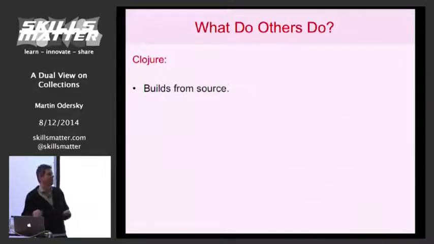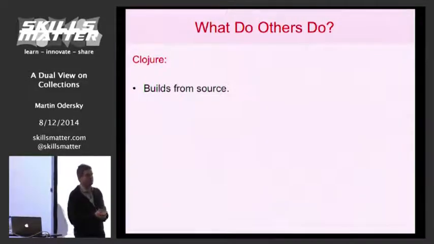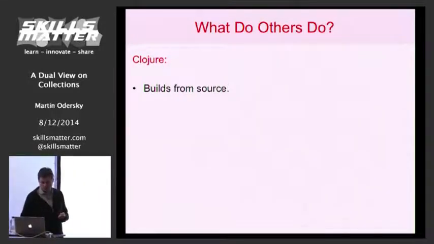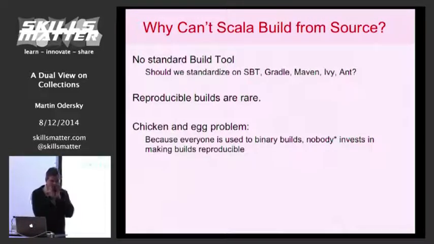Clojure doesn't seem to have a problem with binary compatibility. No, they don't, because they build from source. So that's a nice thing to do. JavaScript also builds from source. Python builds from source. Ruby, Go, they all build from source. So it seems a lot of the languages that don't have a binary compatibility problem don't have one because they're built from source. So why can't Scala do that?